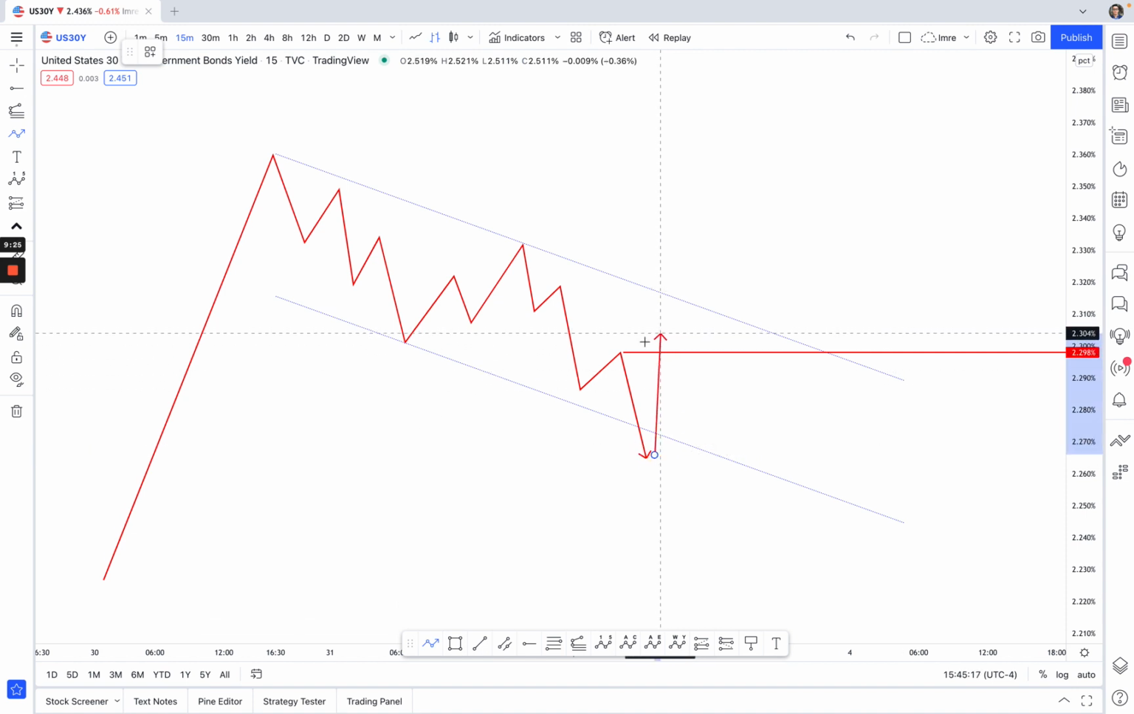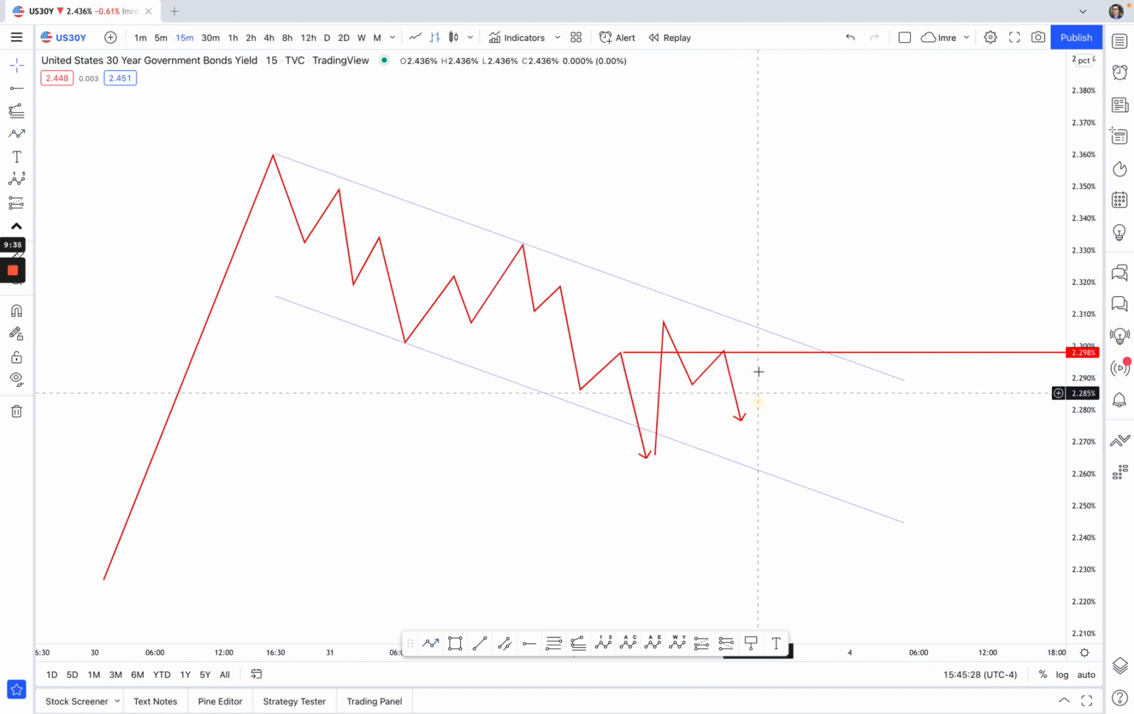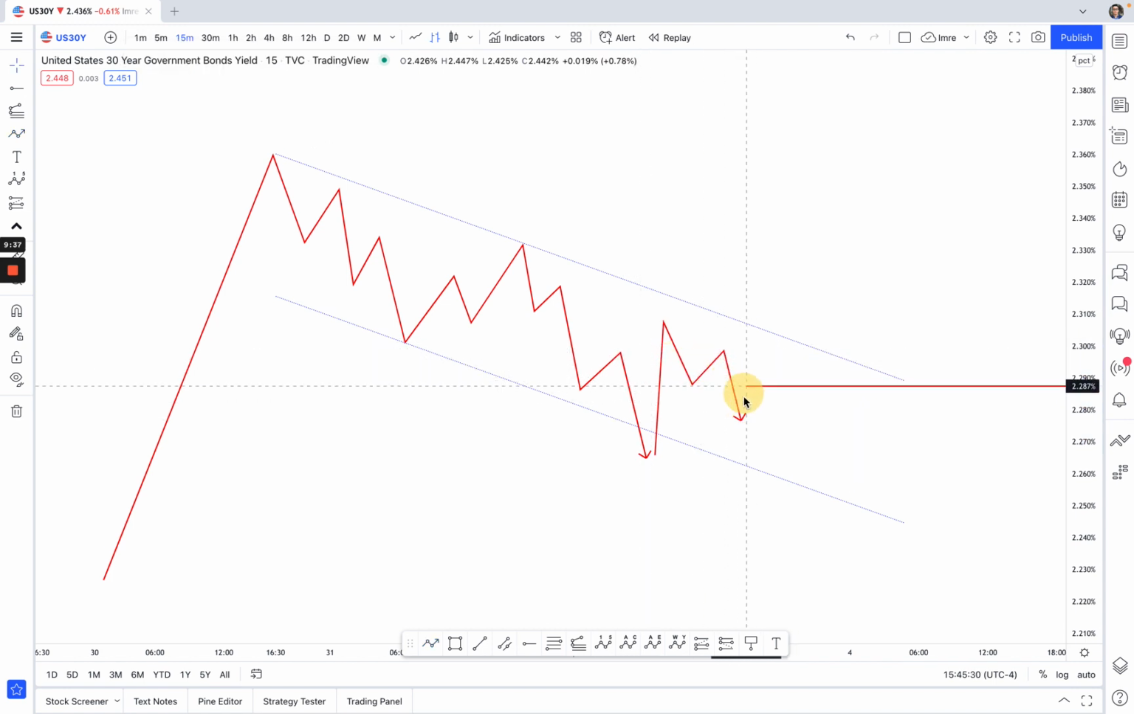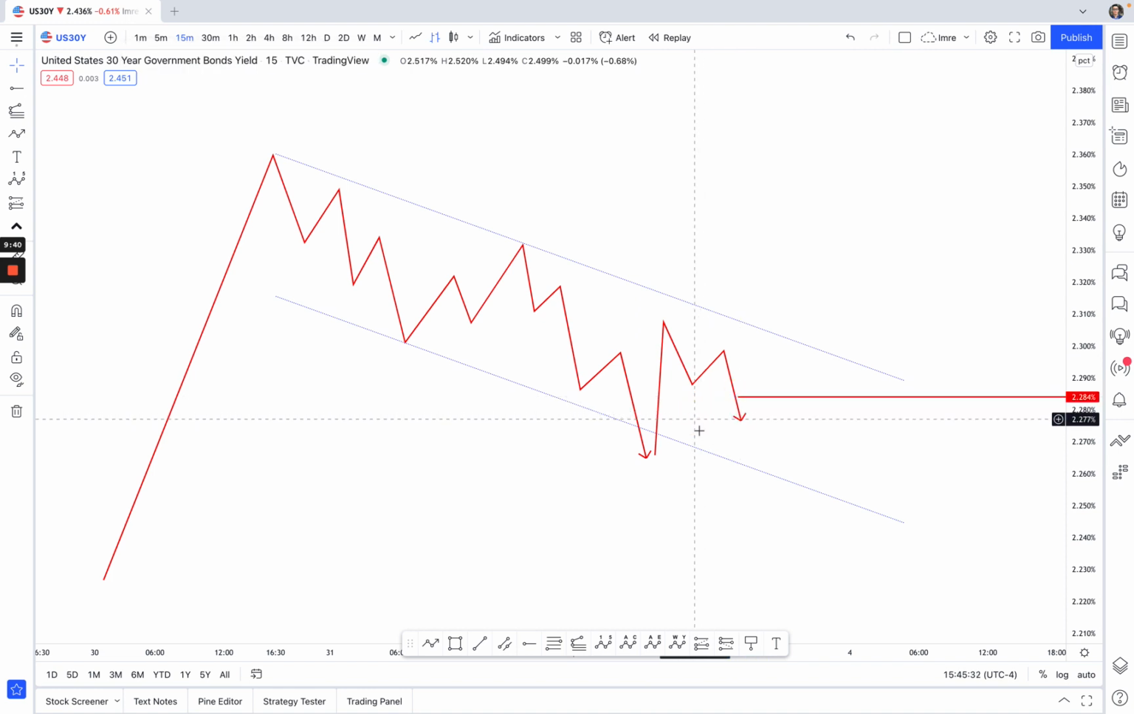Now, I usually wouldn't enter directly on a break of that wave 4 high. I'd look for a 5-wave advance. I'd look for us to take out that wave 4 high, and then I'd look for a 3-wave corrective pattern, and I will repeat the process. Now is when I'm looking to position myself in the market.